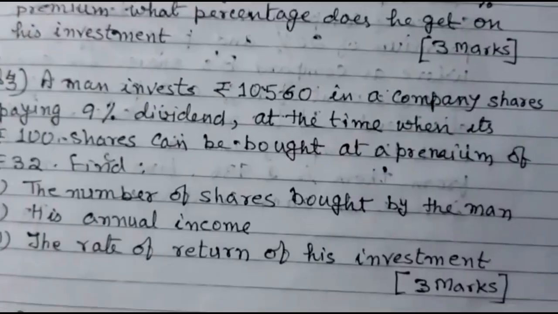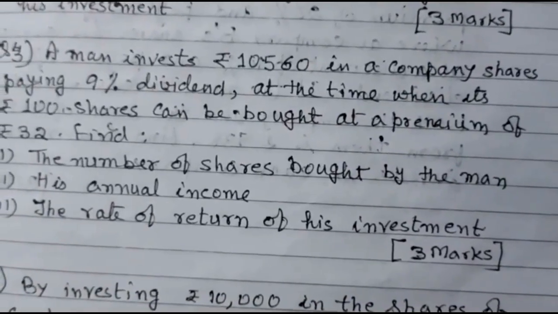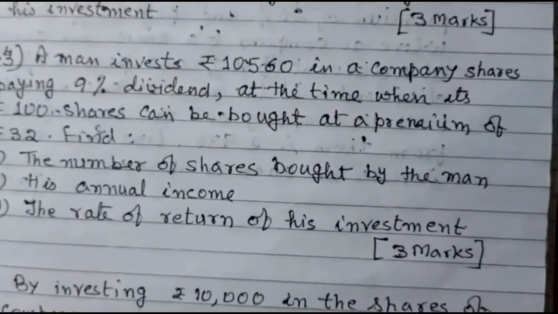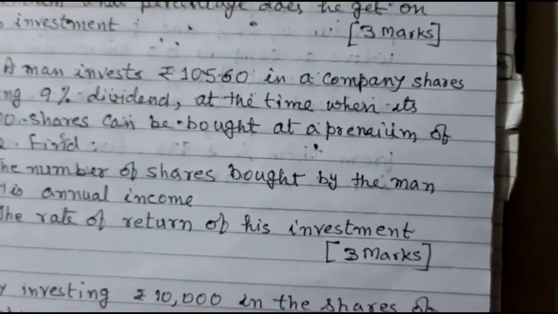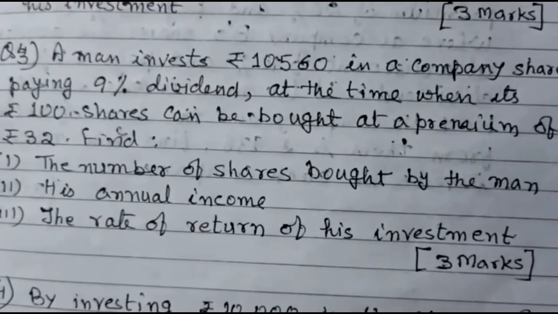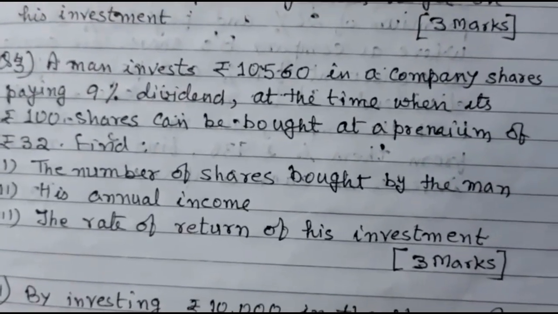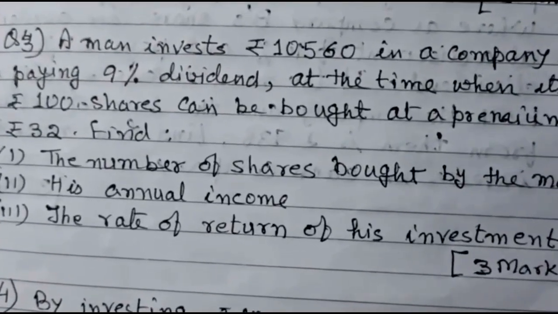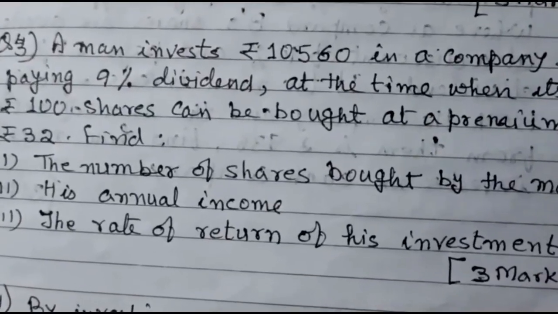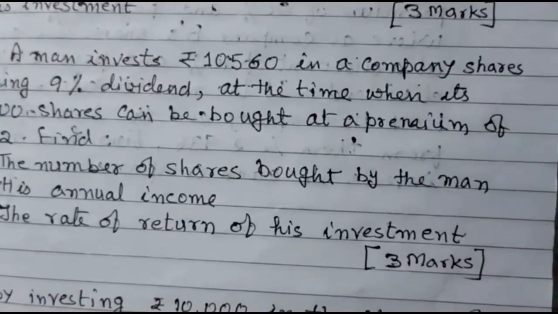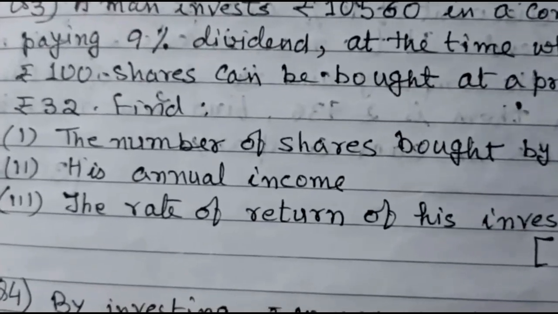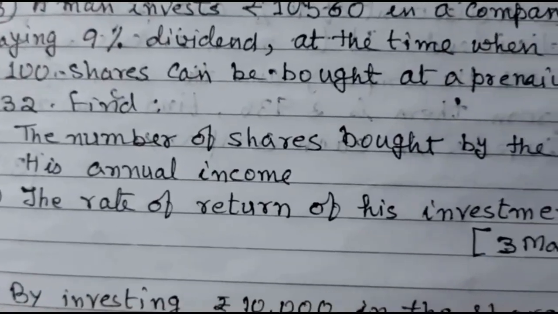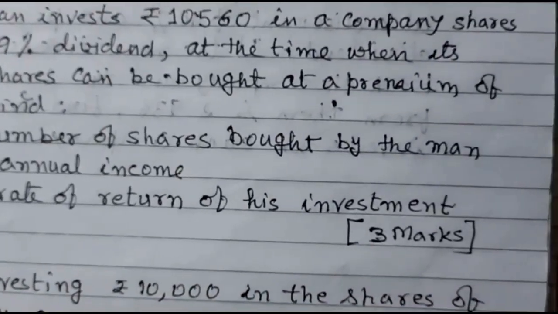Question number 3. A man invested rupees 10,560 in a company's shares, paying 9% dividend at a time when its rupees 100 shares can be bought at a premium of rupees 32. Find number 1, the number of shares bought by the man.